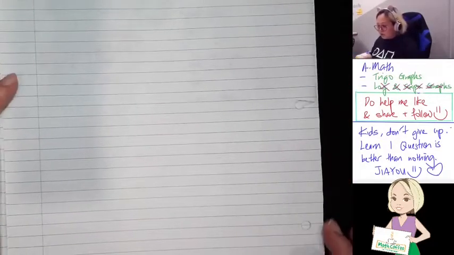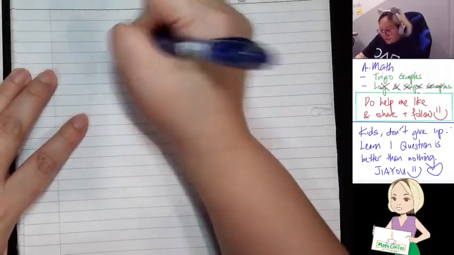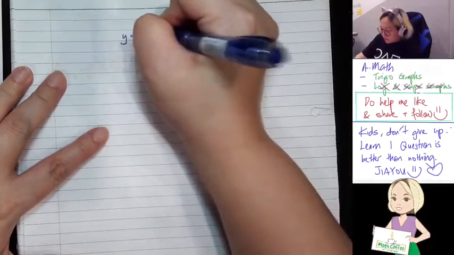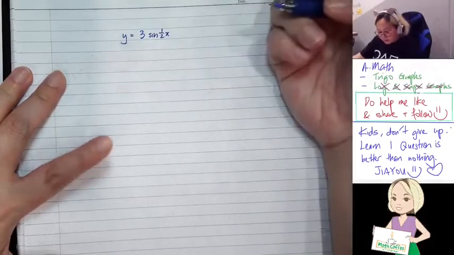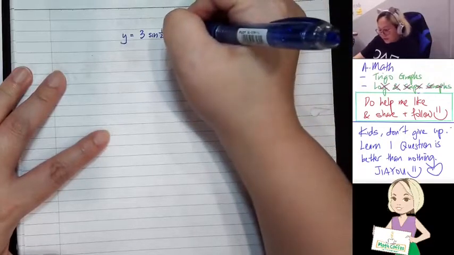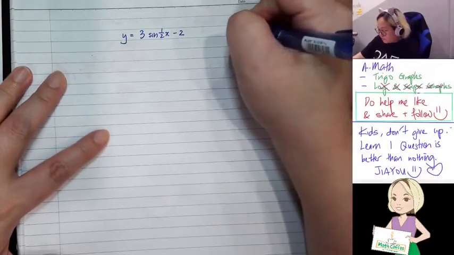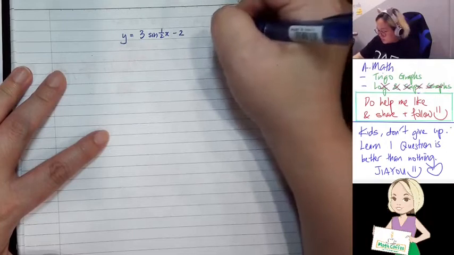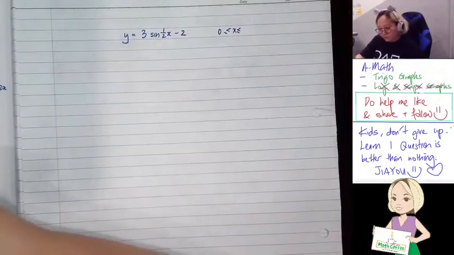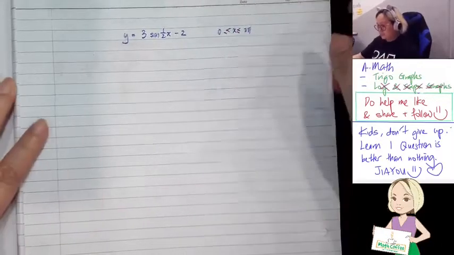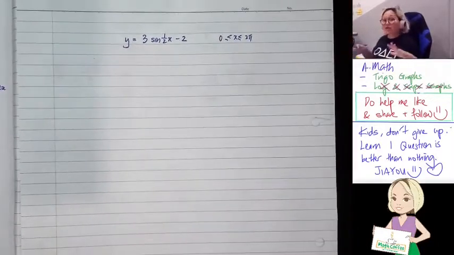Okay, so let's draw some more different kinds of sine graph. Let me see. So now let's say I want to draw y equals 3 sine half x, let's have minus 2, and I want to draw from x equals 0 to 2 pi. Okay, let's draw this graph.